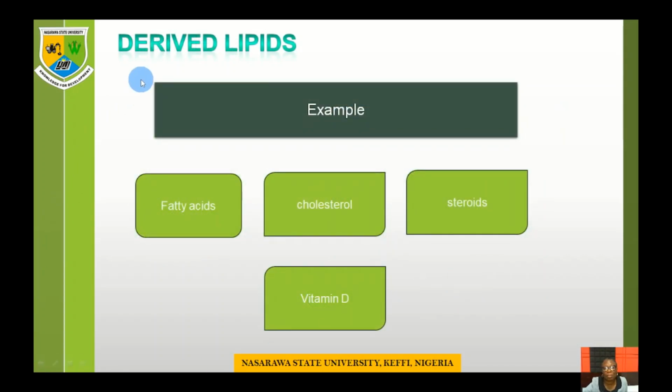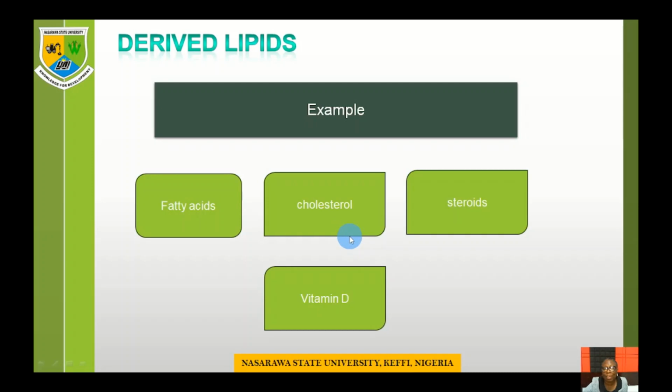The last class of lipids are the derived lipids. Derived lipids are the lipids that are gotten from hydrolysis of complex and simple lipids. So examples of derived lipids are fatty acids that you can get when you hydrolyze both compound lipids and the simple lipids, especially the fats. Also cholesterol.